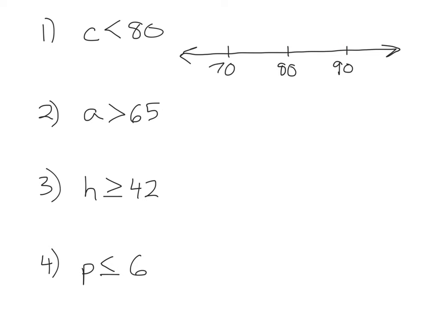Now, since I'm drawing this by hand, it's not going to be perfect, but I want to be as perfect as I can. Now, to show C is less than 80, that means that all these numbers over here to the left, right, 70, 75, 65, 71, all of these numbers would make the statement true. So we know we're going to shade in those numbers. Now, 80 will not make this true because 80 is not less than 80. So this is when we need to use an open circle. We use the open circle and we shade in all the numbers here to the left.